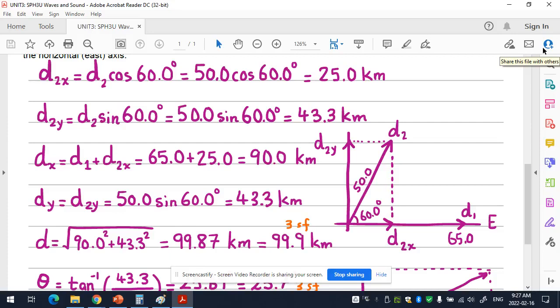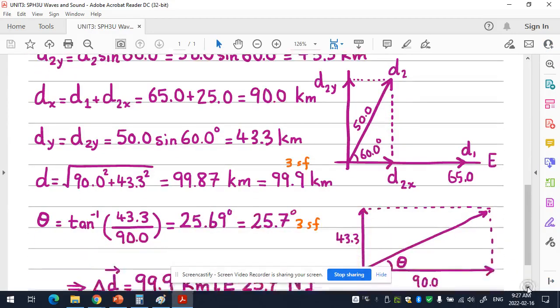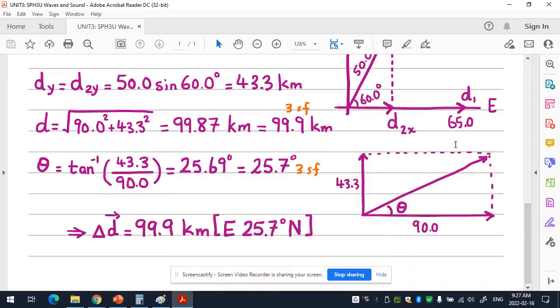Is there a need for addition here? No, because one vector was purely on the y-axis. Thank you. So what do I do now? I do this. The plane moved overall 43.3 north, and 90 kilometers which way? East.